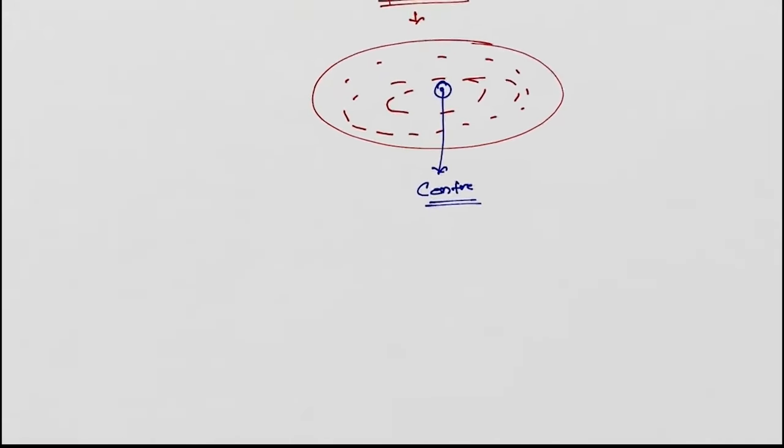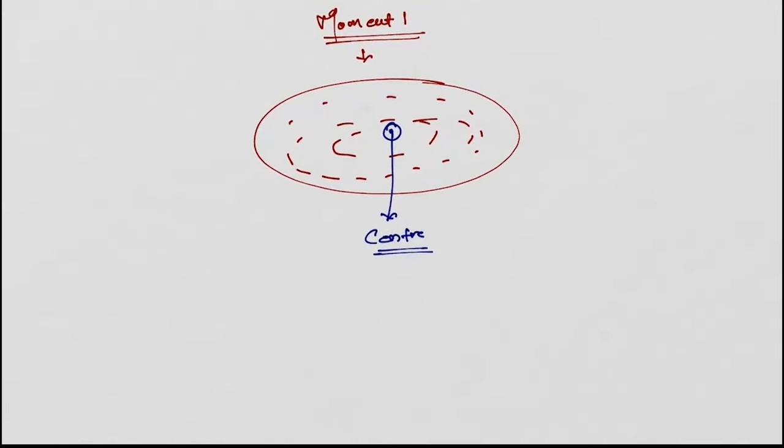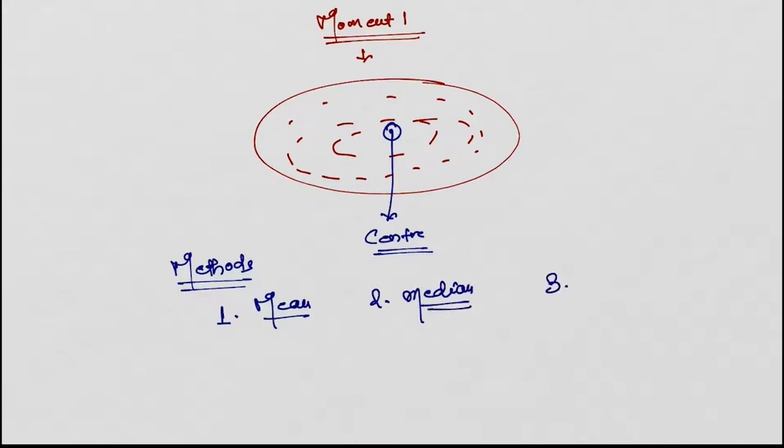So how can you find the center of the data? There are different methods to find out the center of the data. Method number one, we know, is mean. The second method is median. And the third, if you remember, is mode. Mean, median, mode. And you have to remember in this sequence only.